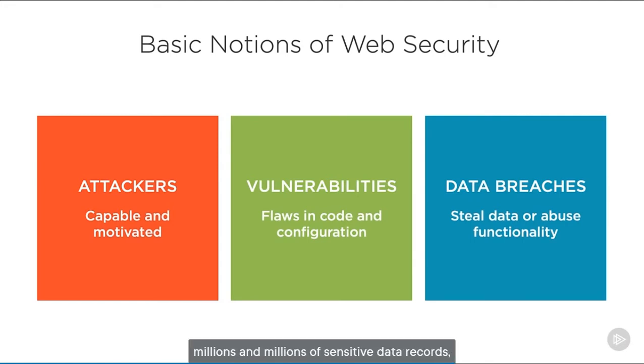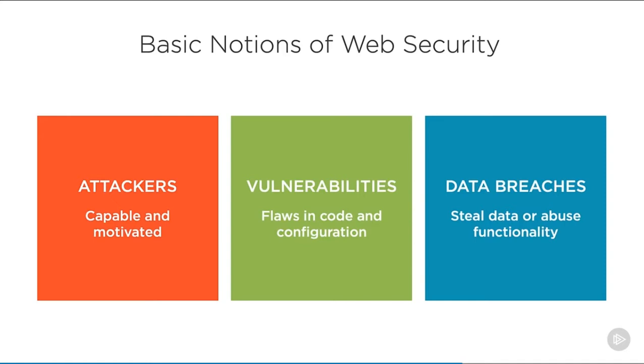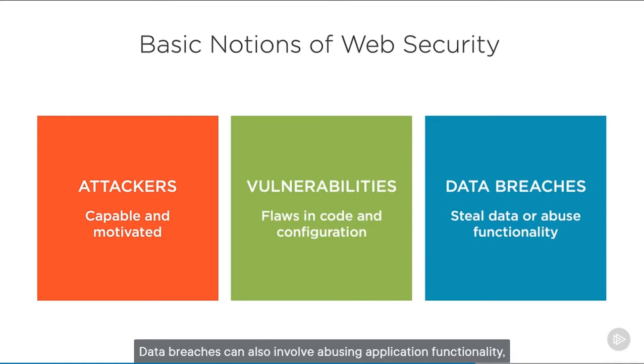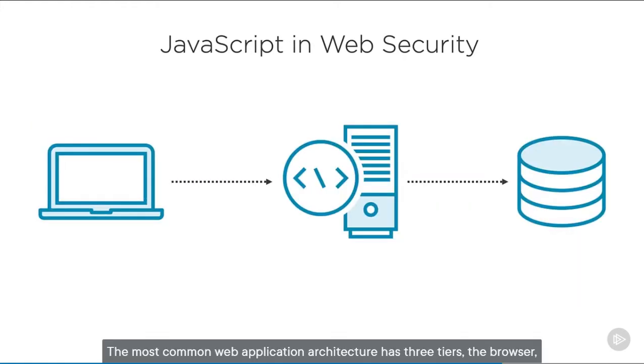Those that usually hit the headlines are about leaking millions and millions of sensitive data records, such as credit card numbers. Data breaches can also involve abusing application functionality, for example, to order goods without paying, or getting a refund for goods that were never purchased in the first place.